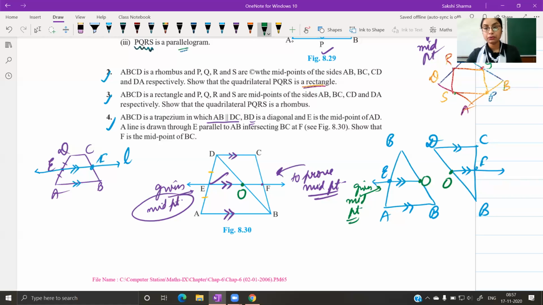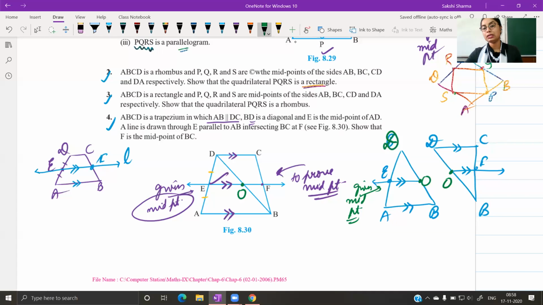I'm going to apply converse of midpoint theorem. By converse of midpoint theorem, O will be the midpoint of the opposite side. We have the midpoint of one side. The line through that midpoint is parallel to the 2nd side. Then eventually, the 3rd side, wherever it is intersected, will be bisected as well. So O becomes the midpoint of, this is D, I have mistaken.